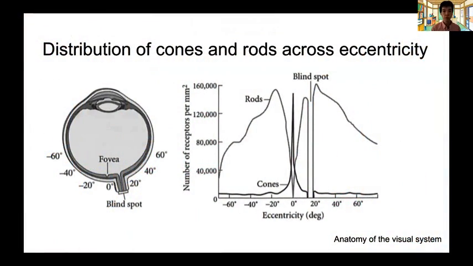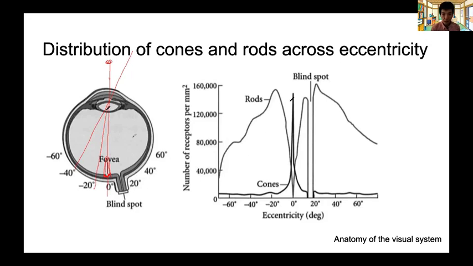Okay, so the distribution of the cones and the rods across eccentricities is not uniform. Here, eccentricity is defined as the angle from fovea. So fovea is always 0. And then here, for example, the light coming in here is roughly like 15 degrees or so. And then here, 14 degrees is looking at something like this. So, as I said, the thumbnail at arm's length corresponds to the projection of 1.5 degrees, and that corresponds to this dip around the fovea.